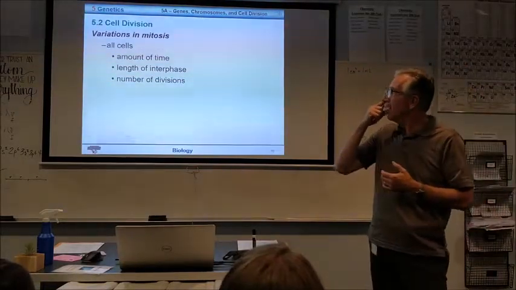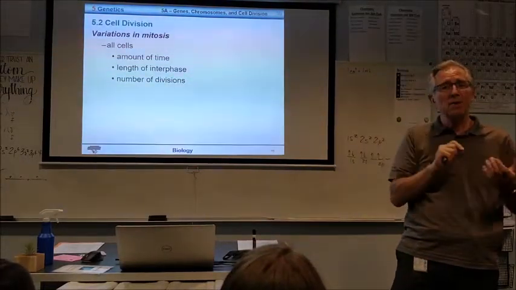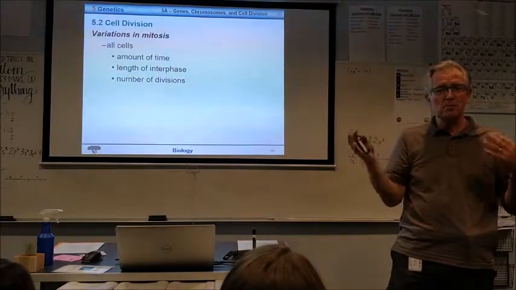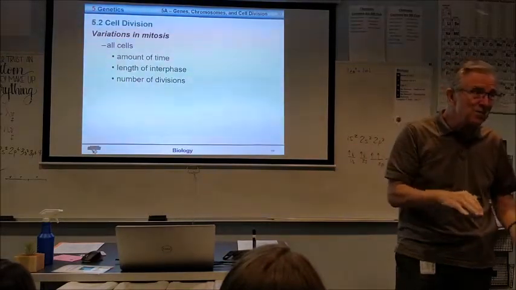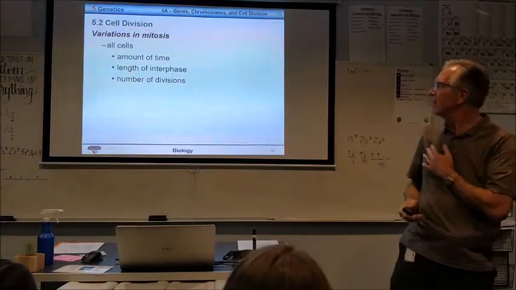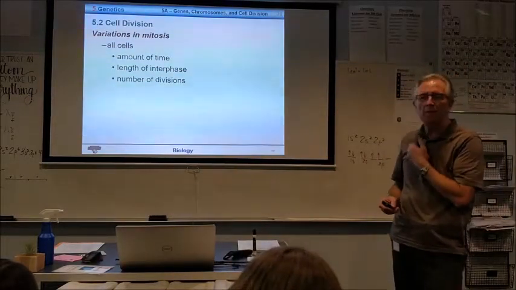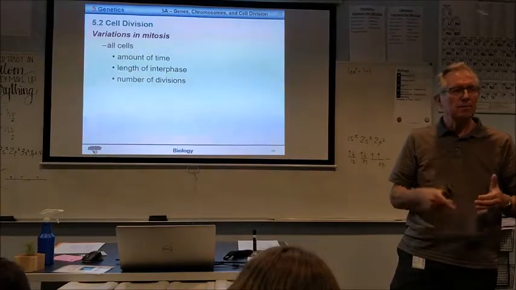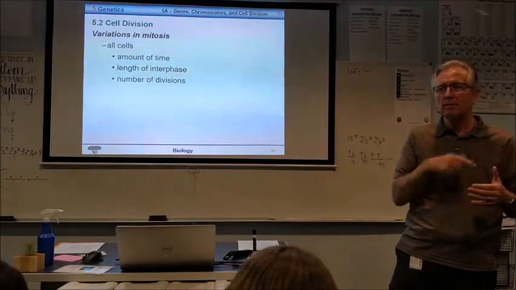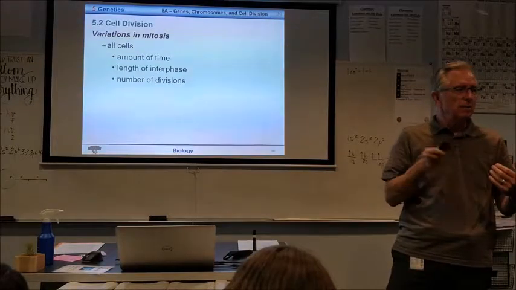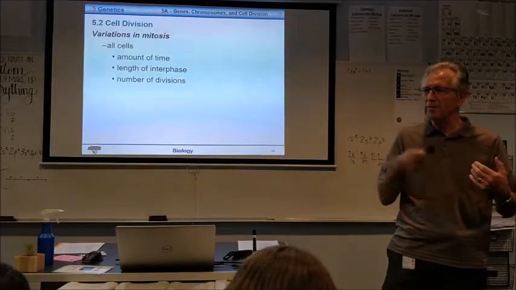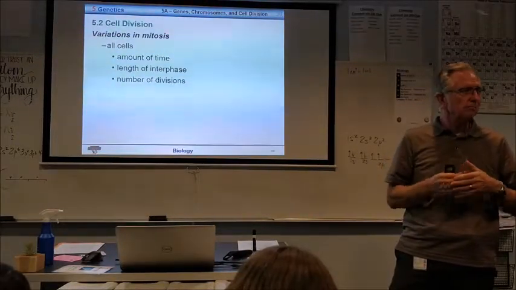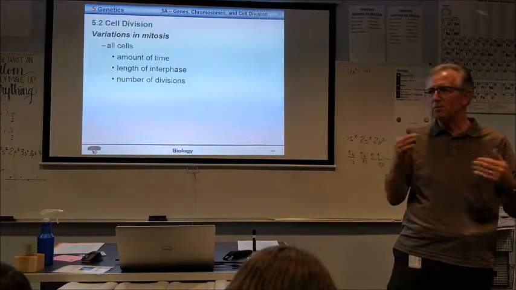The length of time a cell spends in interphase varies from one kind of organism to another, or from one kind of cell to another. And then there's the number of divisions that they'll go through. Some of them will divide constantly, like certain parts of your body where the division is just happening on a regular basis. Others, once they get to a certain point, stop.